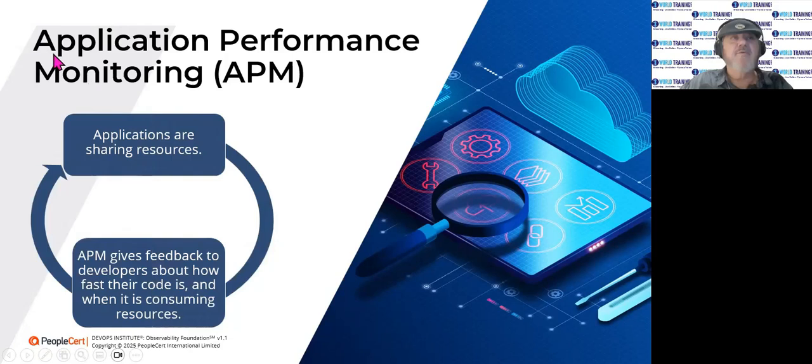For an example tool, there's a lot of different kinds of application performance monitoring tools, APM. Some people call them application performance management tools. Essentially, you've got a lot of applications, maybe sharing resources. APM tools give you feedback to determine how fast the code is and when it's consuming resources. So it's really focusing on performance changes and indications of that. Again, some baselines typically.